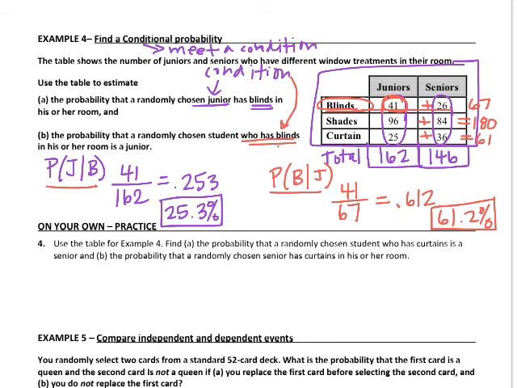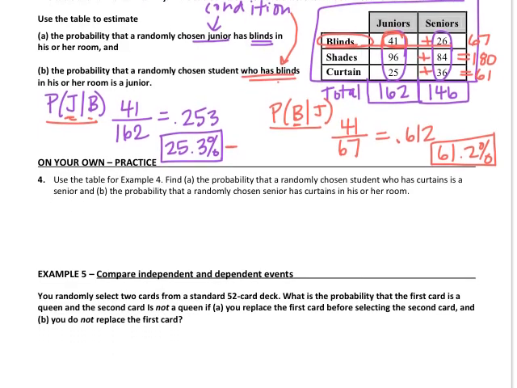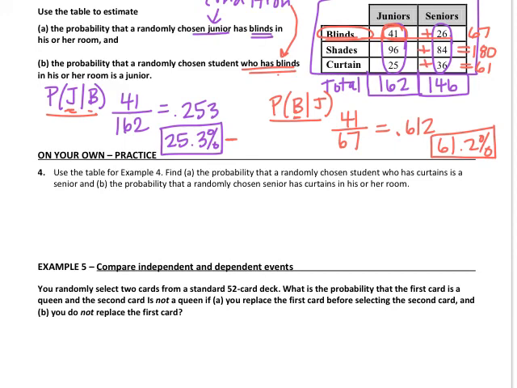And then over here, we switched this slightly. The first time was that you had to be a junior and you had to have blinds. So the condition is the first thing listed there, and then there's a second condition that you either have blinds, shades, or curtains. Now, when you go to do your on your own practice problem, you're going to still use this same table, but this time you're answering this question and this question.